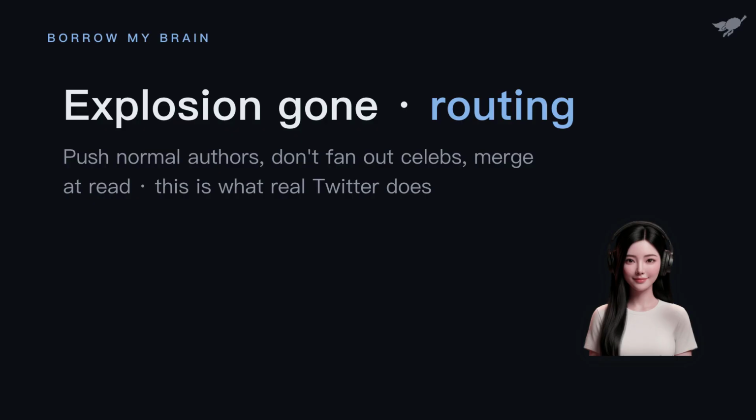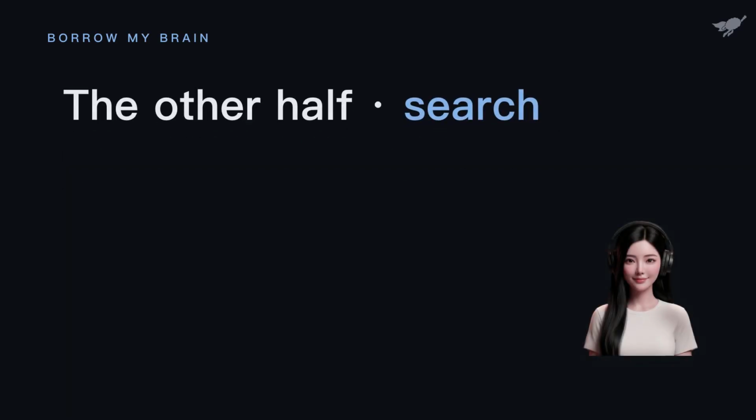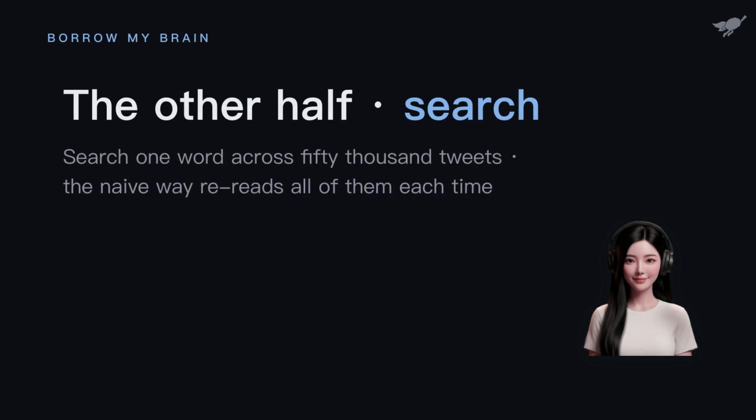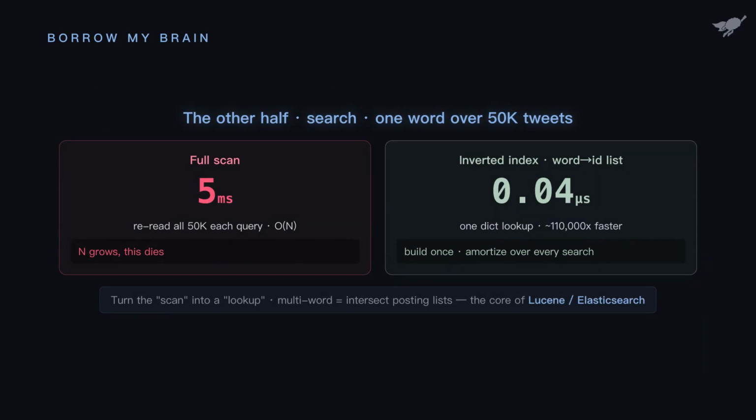Timeline, done. But Twitter has another half. Search. 50,000 tweets. Look up one word. The dumbest way. Every query reread all 50,000. O of n. N gets big. You're toast. Change the data structure. Inverted index. One word maps to a list of post-ids that contain it. That's a posting list, built once.